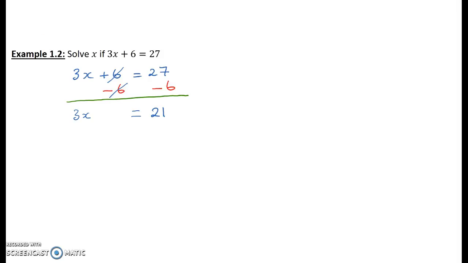Okay, so now let's divide by 3. But remember, whatever we do to one side of an equation, we must do the same to the other side of the equation. So 3x divided by 3. The 3's will simply cancel, and that leaves us with x is equal to 21 divided by 3. 21 divided by 3 is simply 7. And there's our answer. x equals 7.